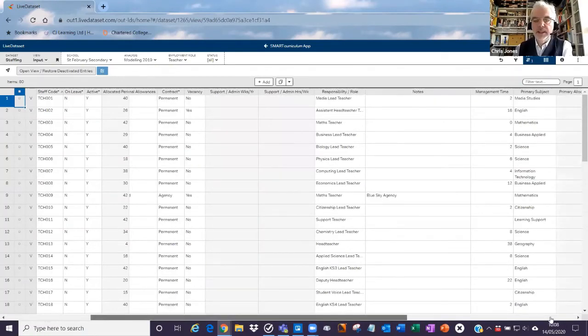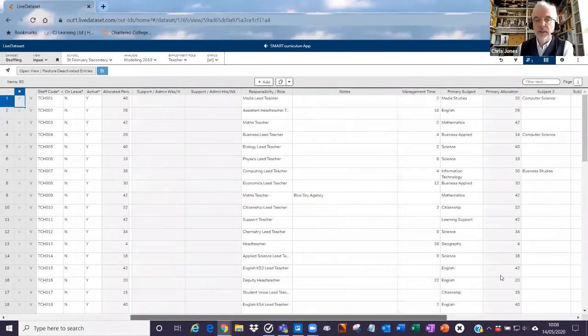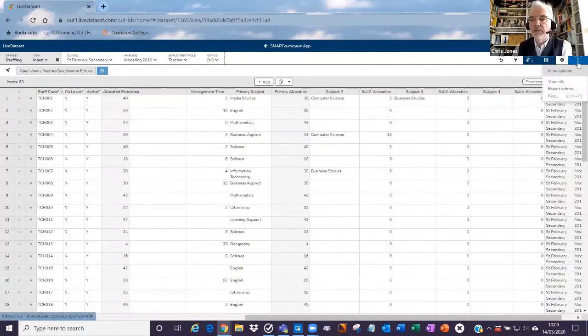So in terms of your view at the moment, it will include the contractual details of fixed term, permanent and position. There's no value on here. So at the moment this is all data which you would justifiably want to export. So how we do it, very simply, up in the top right hand corner it says more, it says export entries.